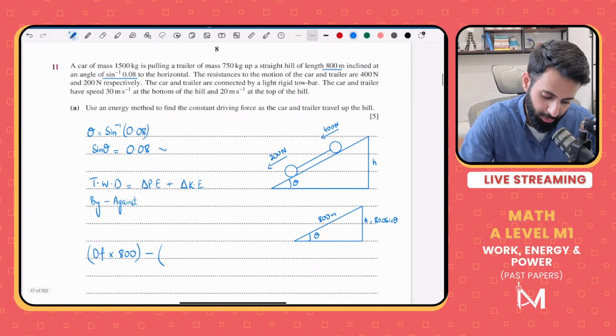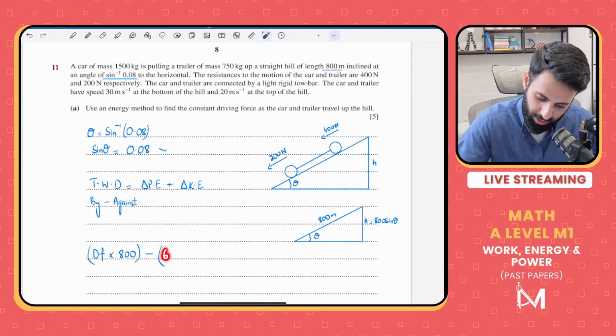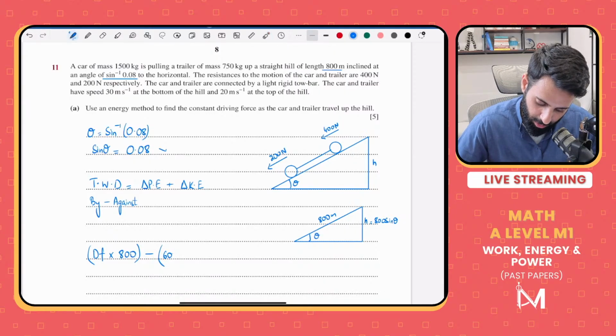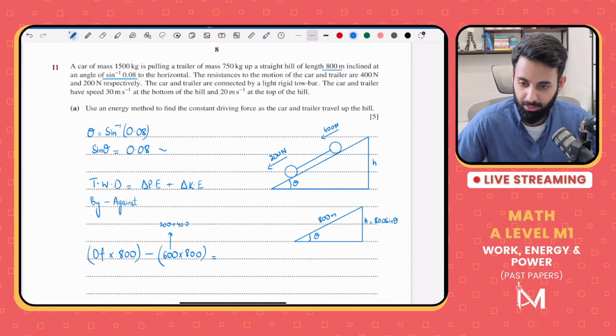Minus, now what is the combined resistive force? That's equal to 200 plus 400. That's equal to 600. So 600 multiplied by the distance, which is equal to 800. And if you're wondering where the 600 came from, this 600 is basically 200 plus 400. Okay, equals to change in potential energy.